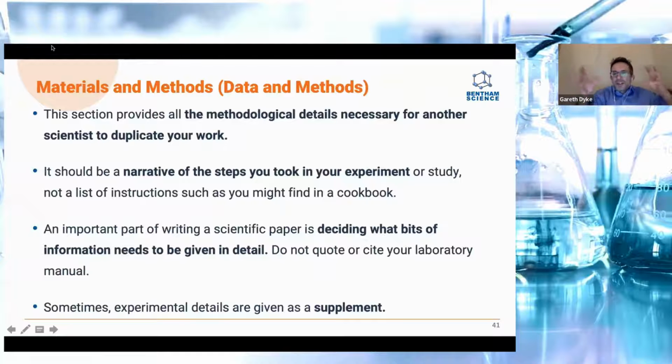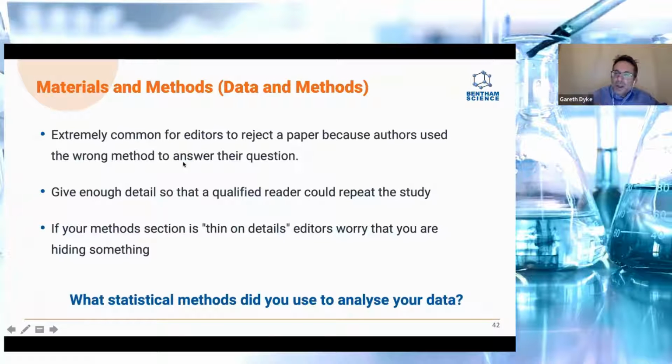Not a list of instructions like you might find in a cookbook, but a sequence, a timeline, and very important to put enough information into this section so that somebody else can repeat the work in the future. Some of it might go into a supplement, but you've got to put enough information in here for somebody else to be able to repeat your study, because it's extremely common for editors to reject papers because authors used the wrong methods to answer a question. So give enough detail so a qualified reader can repeat the work.